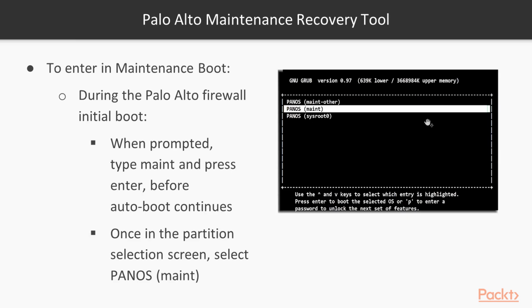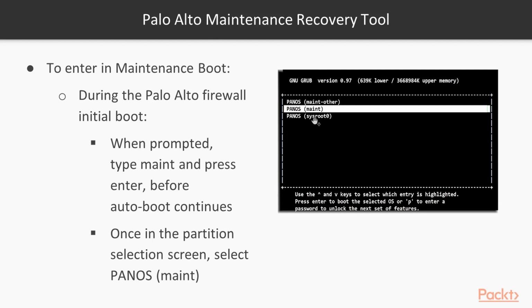Okay, so it's very straightforward the way that you go into maintenance mode. You have to be on the serial console, so you plug in your serial console cable and then you boot up your firewall, and then you're going to be prompted to enter maintenance mode, and you have 5 seconds to type the word maint, M-A-I-N-T, press enter, and you should get to the screen where it's going to ask you, do you want to continue booting normally?